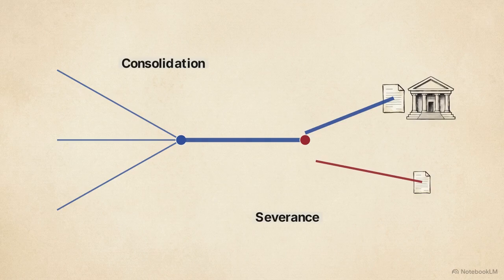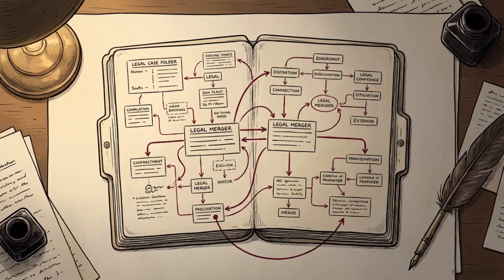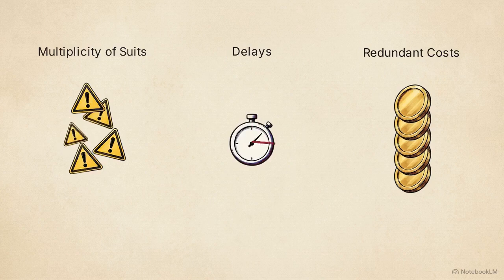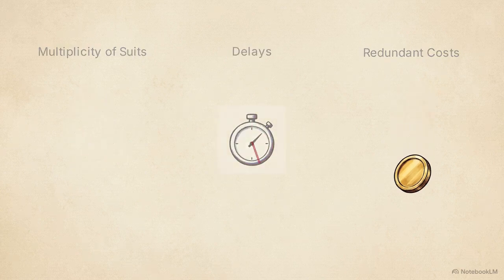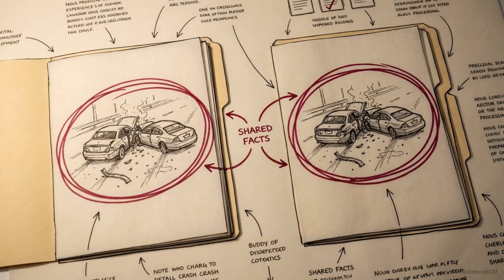without redundant trials. Consolidation is a procedural device that unites several actions pending before the same court into a single trial and judgment. The goal is to avoid a multiplicity of suits, prevent delays, and spare the parties from redundant costs. Before any merger can occur, there is an absolute foundational requirement. The distinct actions must share a common question of law or fact.